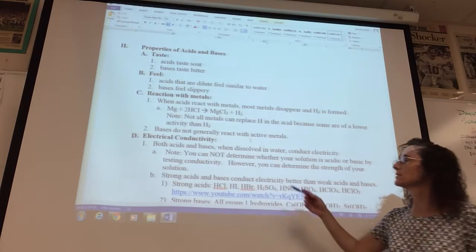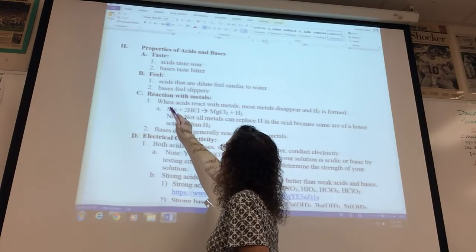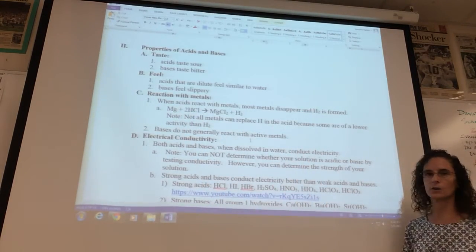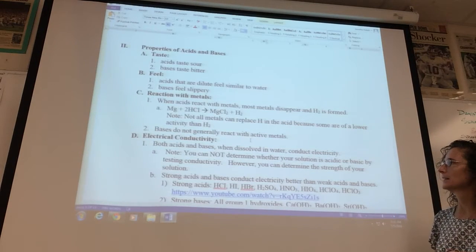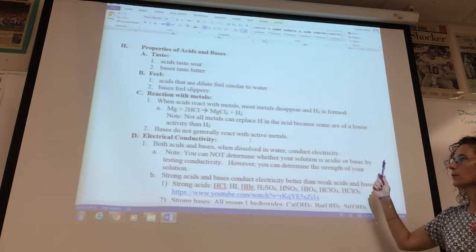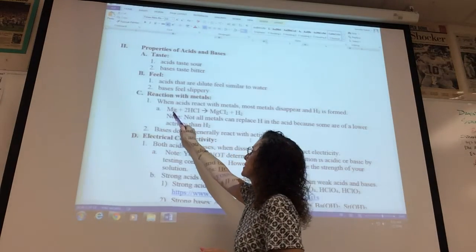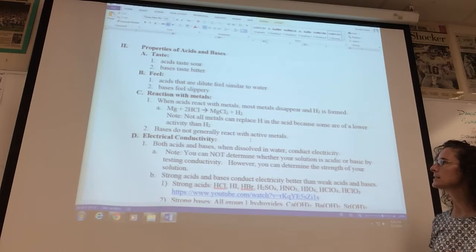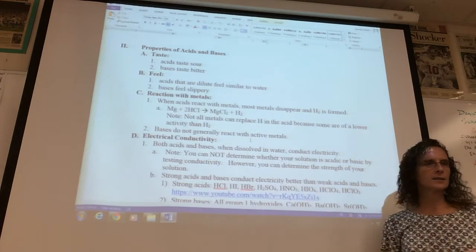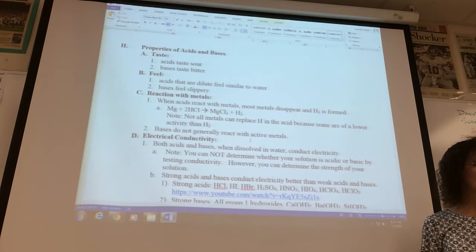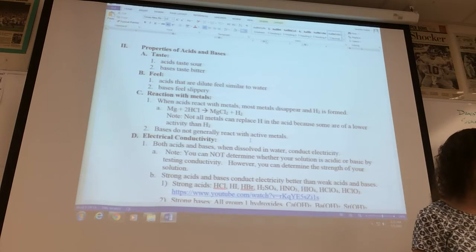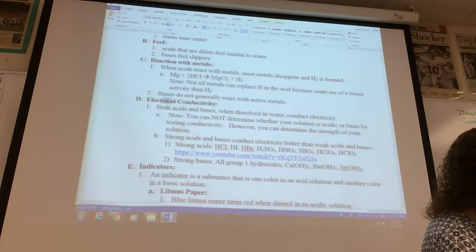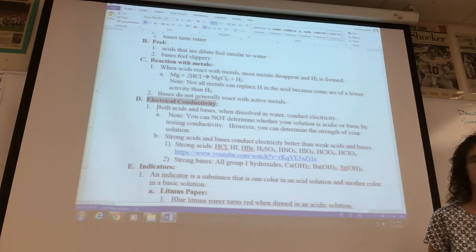This will be on your semester exam, where magnesium is of higher activity than hydrogen. It bumps it out, and magnesium ion hooks up with chloride ion to generate magnesium chloride. Now, for the reaction to occur, this substance must be of higher activity than hydrogen according to the activity series. Bases generally don't react with active metals, so you can see the reactivity of acids and bases do tend to be different with metals. Both substances will conduct electricity.